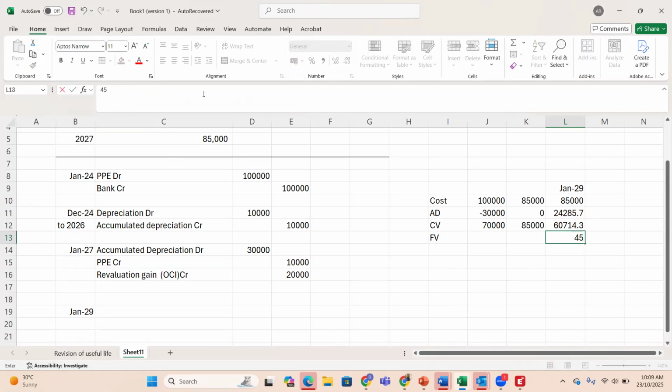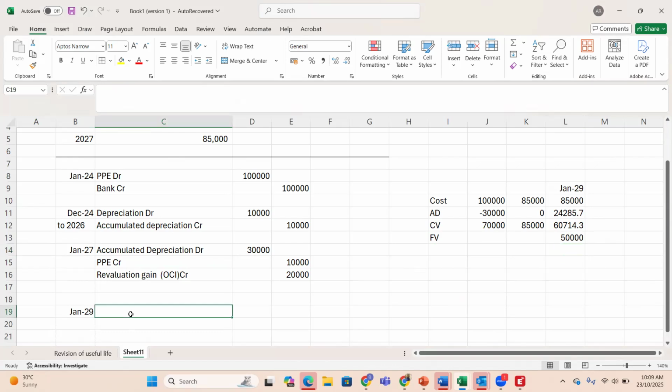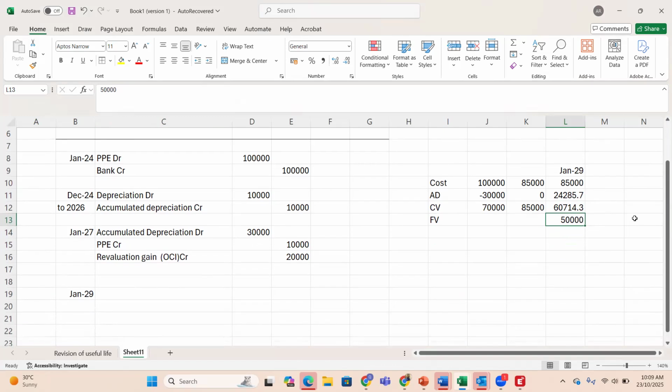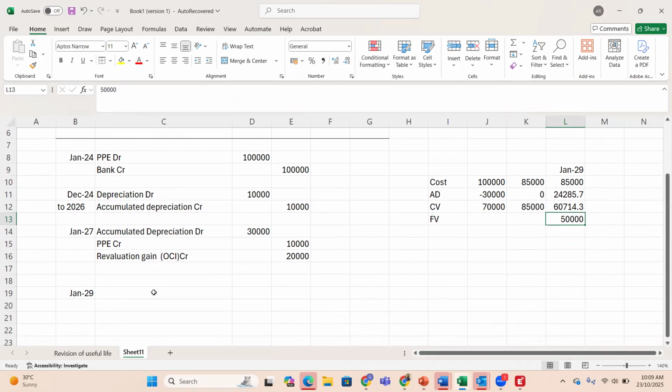Now the value is, let's take 50,000 now. Now it is 5 years, so I can take 50,000. Right? Now, what would be the entry first in Jan 29? It is a revaluation loss. Carrying value is 60,000, but the fair value is 50,000. And what would be the entry? Whom should I debit first? Whom should I credit first? Obviously, the cost should now be 50,000. Correct. So I will credit PPE.